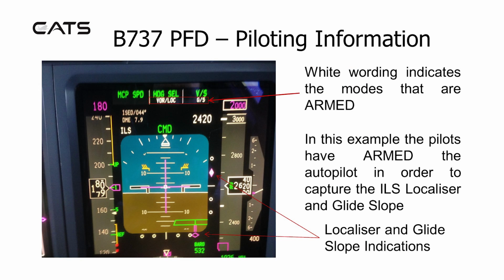White wording indicates that the modes are armed. In this example, the pilots have armed the autopilot in order to capture the ILS localizer and glide slope. Here are the localizer and glide slope indications.